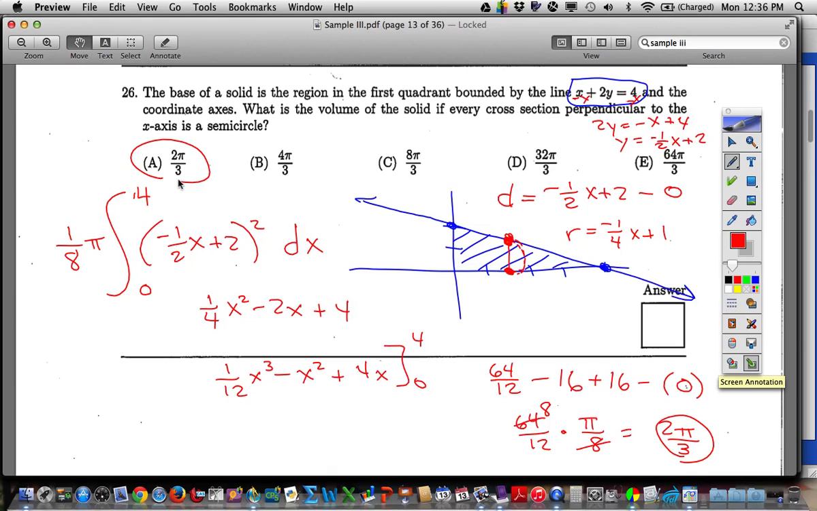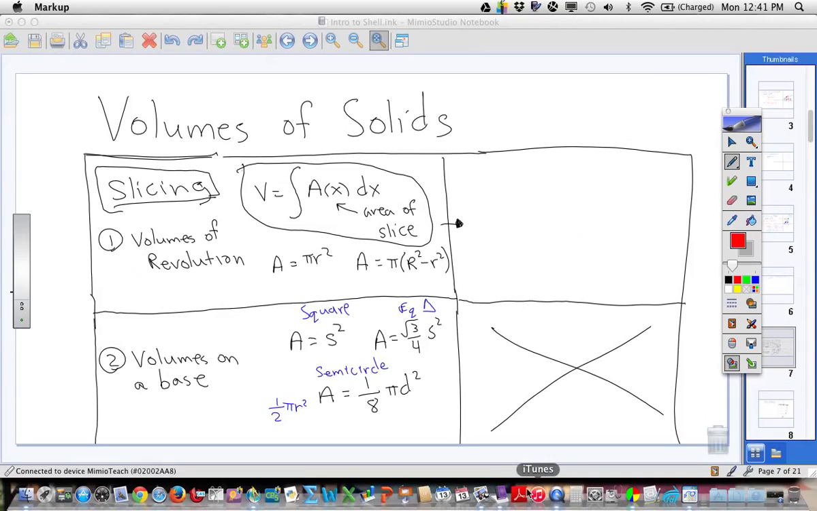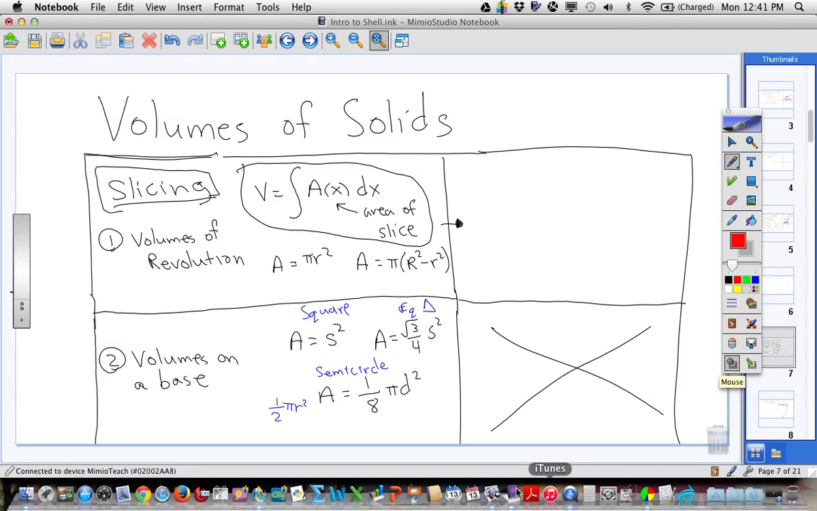Now, I'm not going to grade you on whether you wrote the D out here separately or whatever. You're graded on what your integral is. I think it's helpful to write out what big R or little r or D or whatever the things are. But region, integral, and then you're going to type in your calculator to get the answer. Okay? All right, so that's an example of a volume on a base.